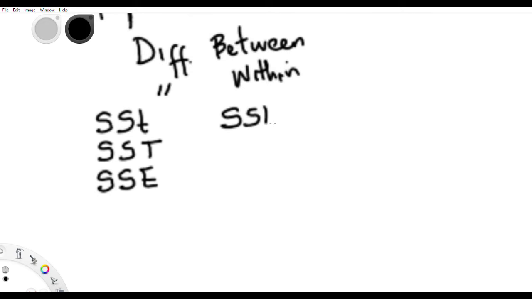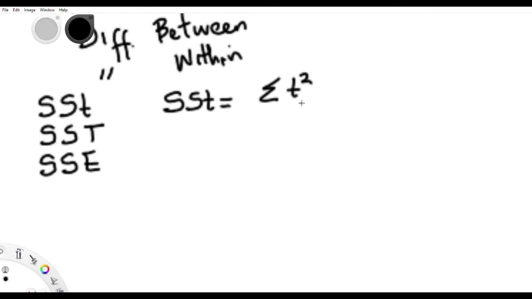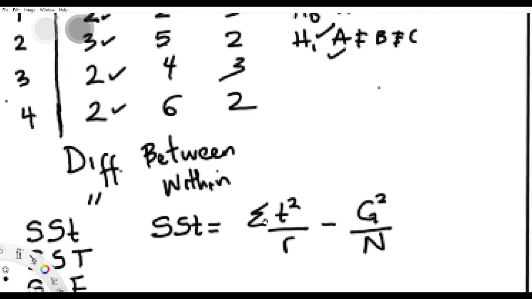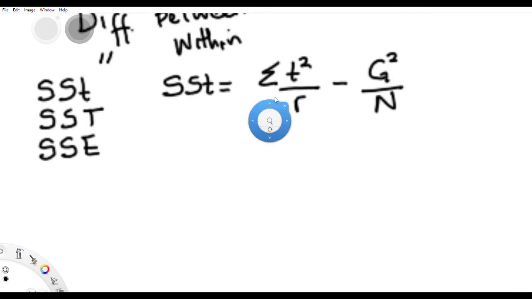So sum of square treatment first. What is the sum of square treatment? Sum of square treatment is simply the summation of the treatment squared, divided by replication, minus grand total squared, all over the total number of all the elements. That's the sum of square treatment.